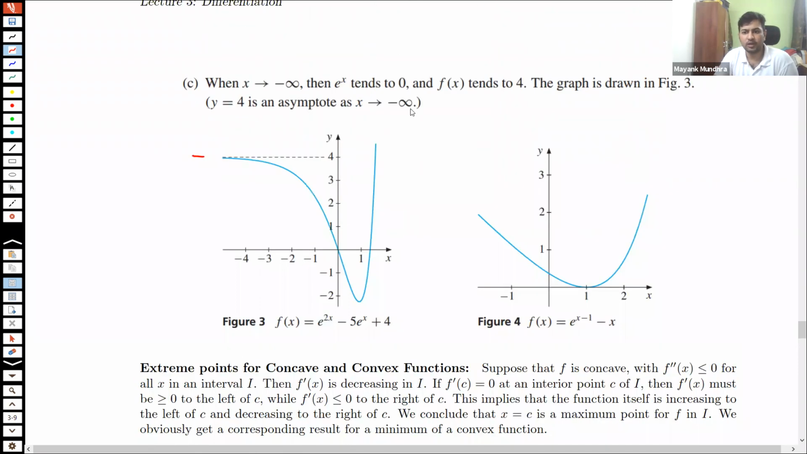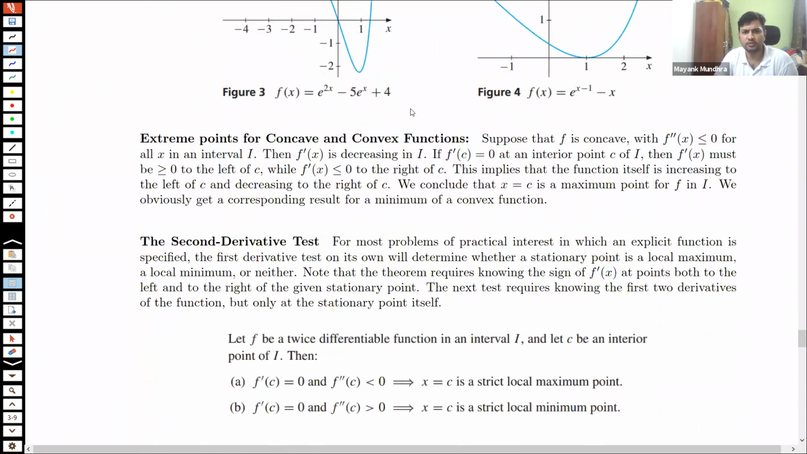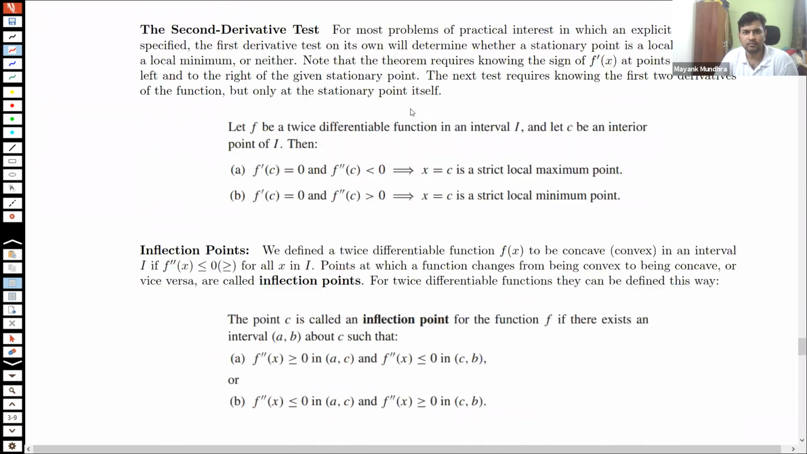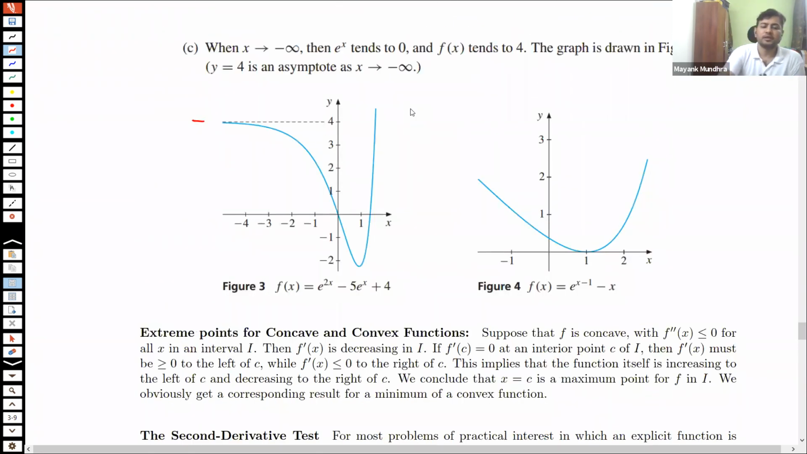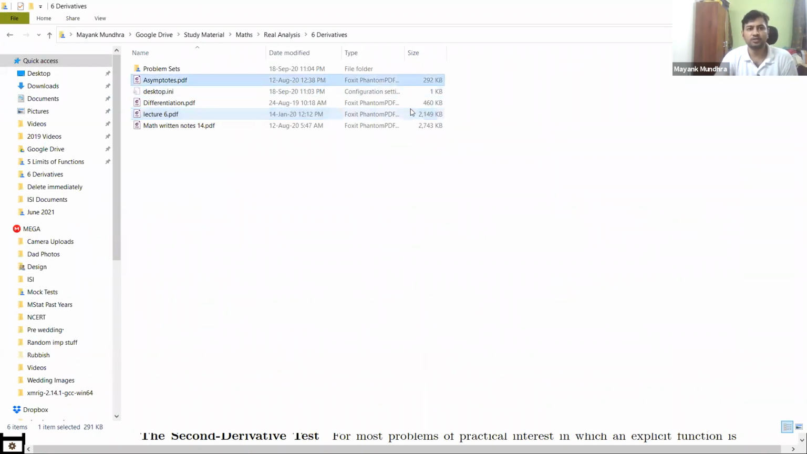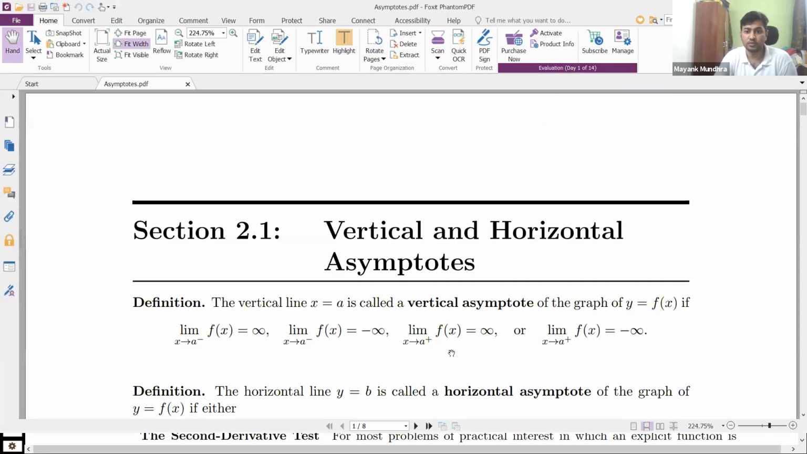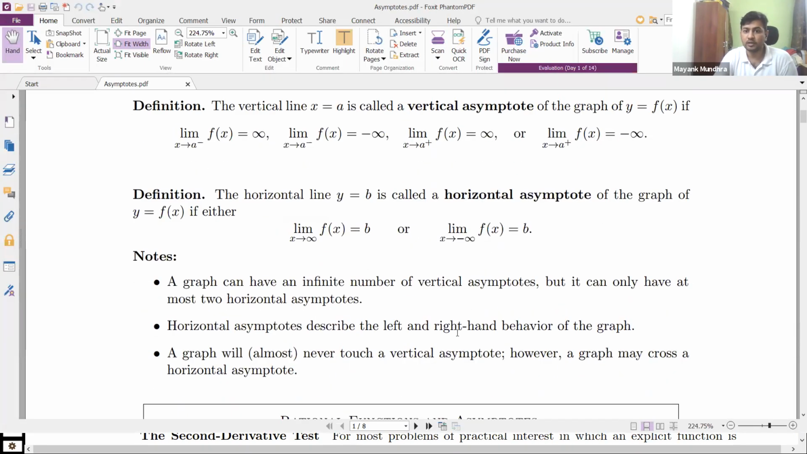I have one more function here, e to the power x minus 1. Why do I have this one more function here? Anyway, asymptote brings me to an important topic on asymptotes, on which there's another PDF uploaded here, which I want you guys to go through.